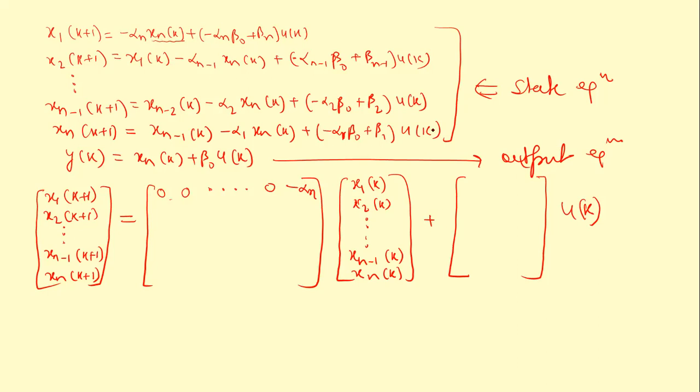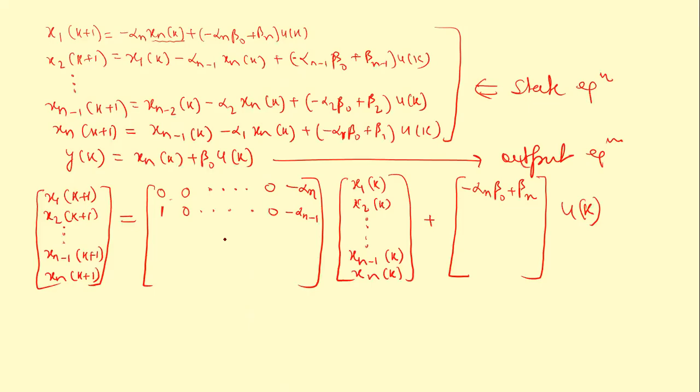Now plus, so here we have the first element as minus alpha n beta naught plus beta n, right? Then let us come to x2k plus 1. So x2k plus 1 has x1k and then xnk, and rest of the elements are 0 and then uk, right? So x1k into 1 and then all elements 0. Then we have minus alpha n minus 1, right?